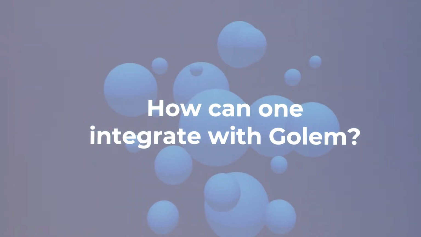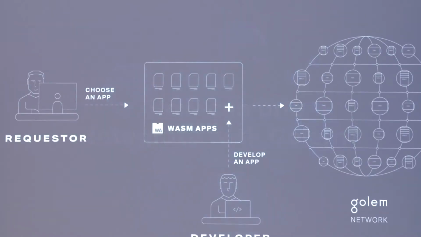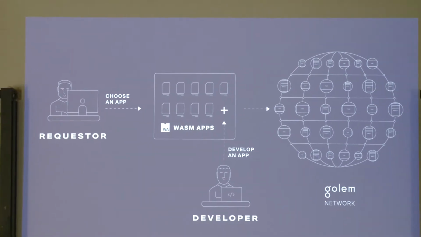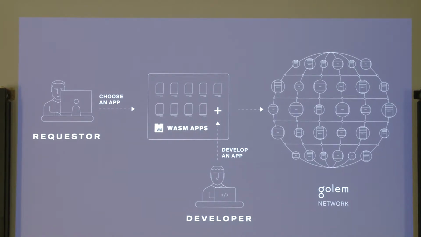Okay, so the next question: how can one integrate with Golem? Those two were for requesters and providers, so the top layer of this triangle that I was showing. What if you're a developer and you want to add your code to Golem? And the answer is use WebAssembly. Write your code in WebAssembly and just put it in the Golem network, like the new use case that has been live for more than a month allows you to do. So you just check our documentation for how to do it exactly. It's quite simple.